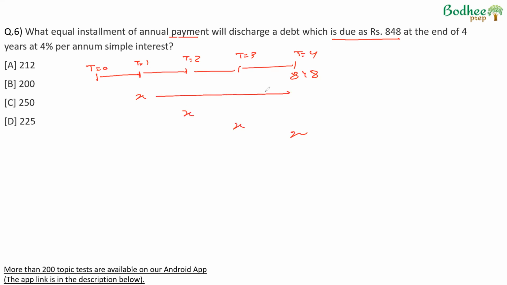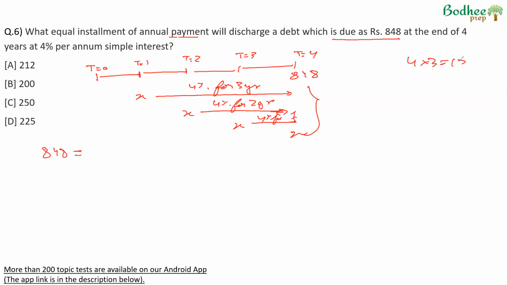The value of this will be, this will get interest of 4% for 3 years. This x will get interest of 4% for 2 years. This x will get 4% for 1 year. And finally, x is paid at the end of the 4th year. The sum of all of these values should be equal to 848. So we can say 848 is equal to, getting 4% for 3 years means 4 into 3, 12% interest we are getting, which means the value of x will become x into 1.12, 1 plus 12 upon 100.